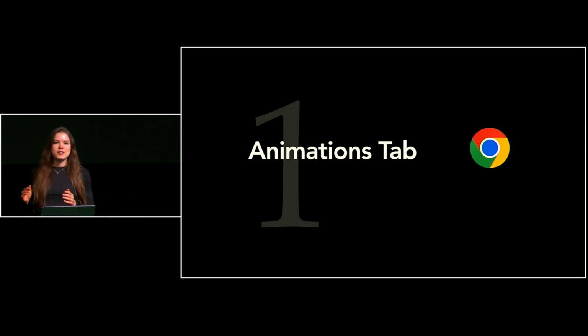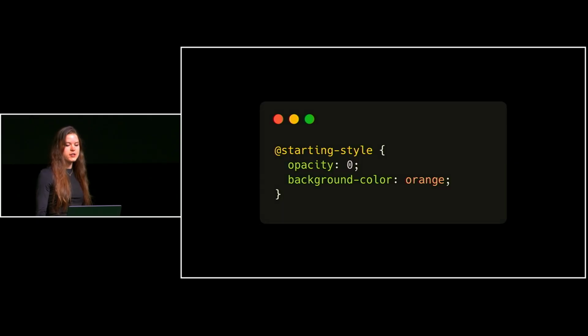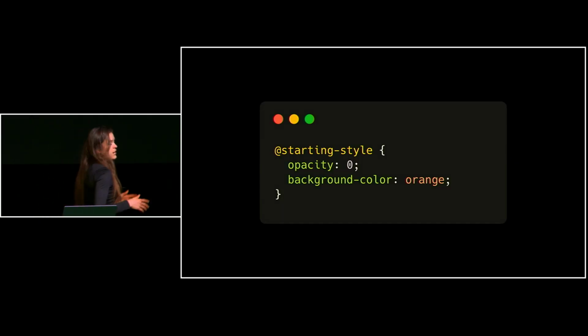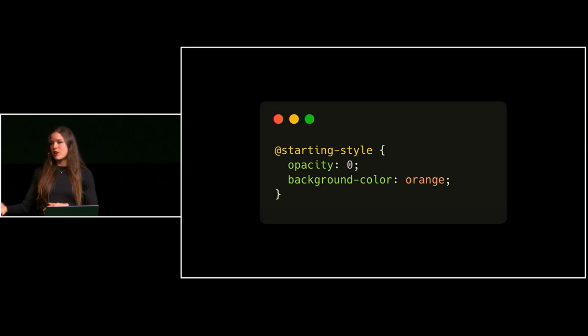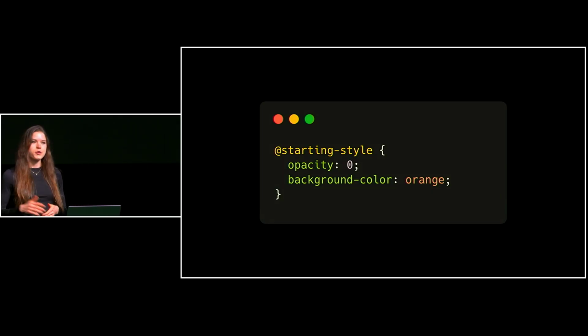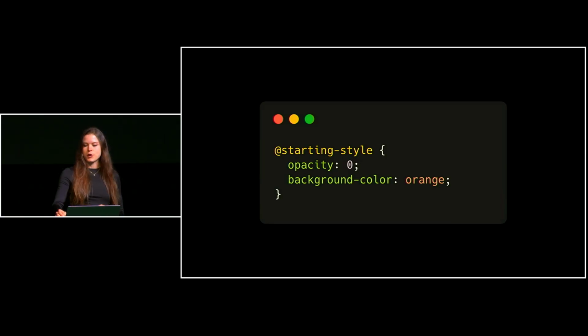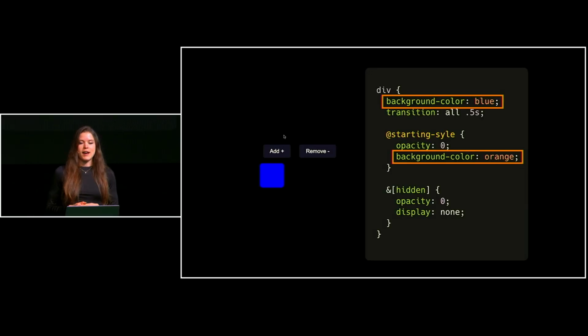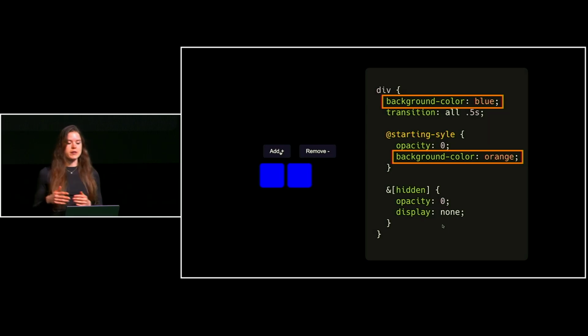And I'm going to do this with an example of the starting style, which is a relatively new CSS feature. And it allows you to define a starting style of a div that first appears in the DOM. So when it first appears from display none to block, for instance. In this case, I'm going to add a block which first appears to be orange and then transitions to blue. And this is super simple when adding the starting style.